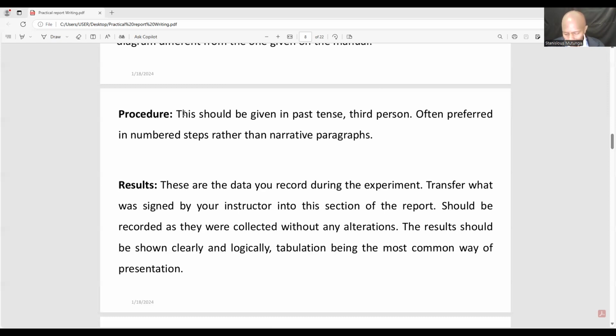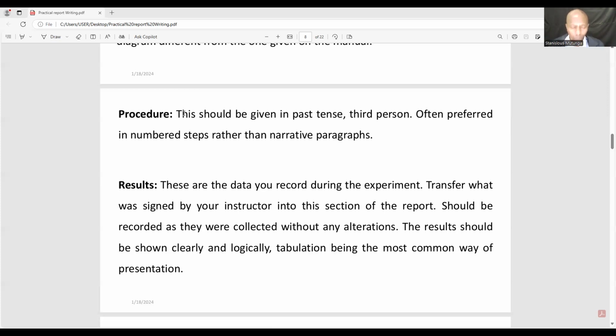This data, remember when you did the experiment, you got that data from the lab. That data was recorded in a paper or somewhere where it was at long last signed by your instructor. The same data which was signed by your instructor is the same data which you will transfer to the section of the report. And after transferring this data to the section of the report, remember this signed data is an evidence that you were in the lab. So you are supposed to attach it at the back of your report book before you submit it for marking.